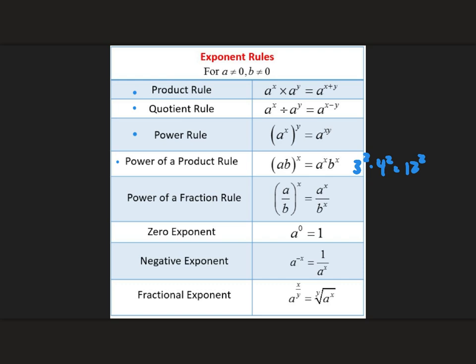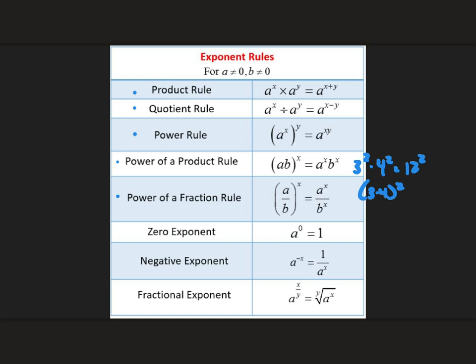Now, if I have 3 squared times 4 squared, I can put them together and square them separately, and that's how I got 12 squared. So I just went backwards and forwards with that one. Same idea, but with a fraction. If I have an exponent outside of a fraction, I can distribute that exponent to the top and bottom of the fraction.